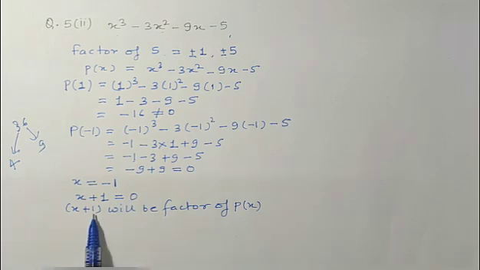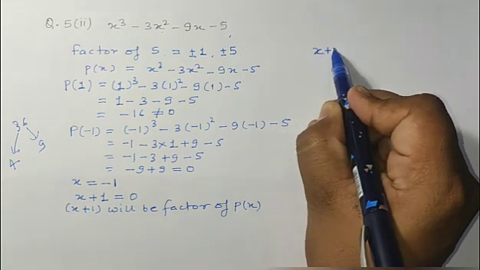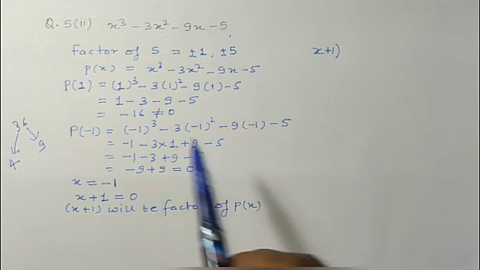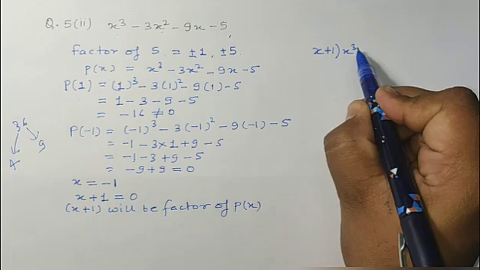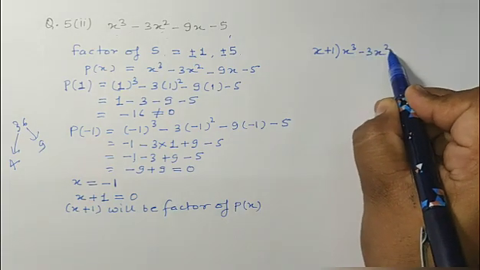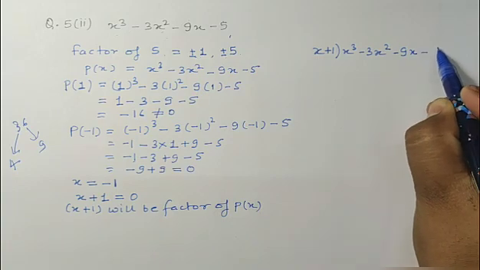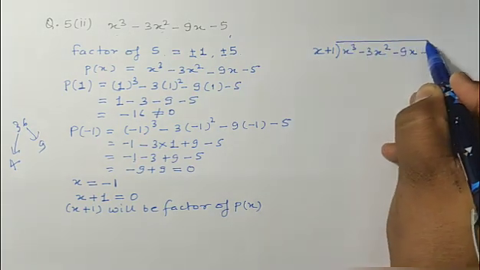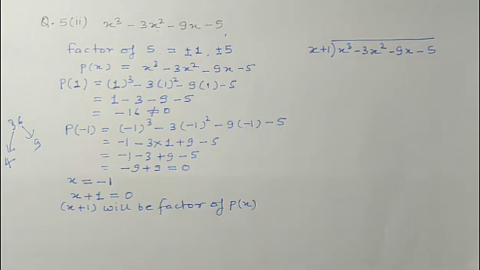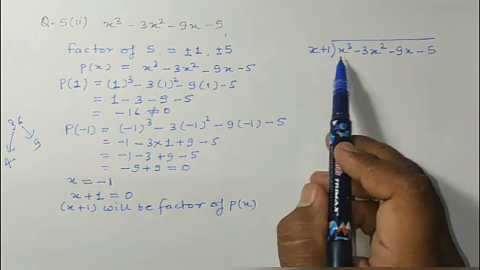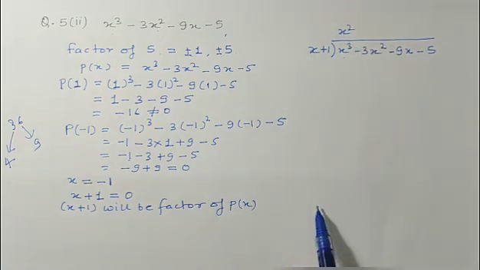One factor we have found is x plus 1. How will we find the other factor? We will divide this polynomial by x plus 1, that means we will divide x cube minus 3x square minus 9x minus 5 by x plus 1. Okay, how will we do the division? Firstly, we will make the first term equal. To make x as x cube, firstly we will multiply it by x square.